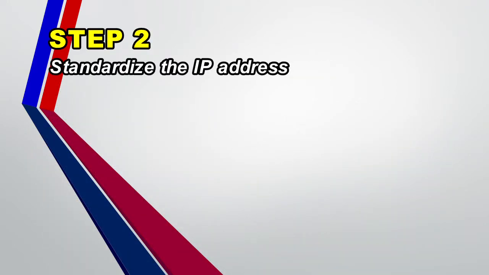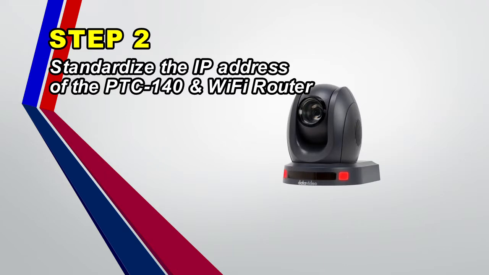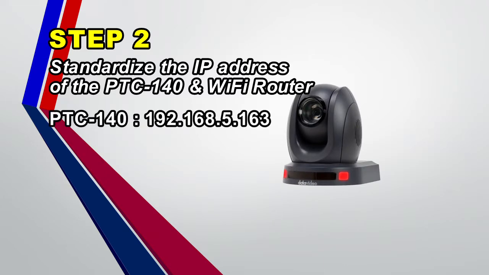Step 2. Try to standardize the IP address between the PTC-140 and the Wi-Fi router. The PTC-140 factory default IP address is 192.168.5.163. You can change the router to follow the PTC-140 IP address, or change the PTC-140 to the router IP address.